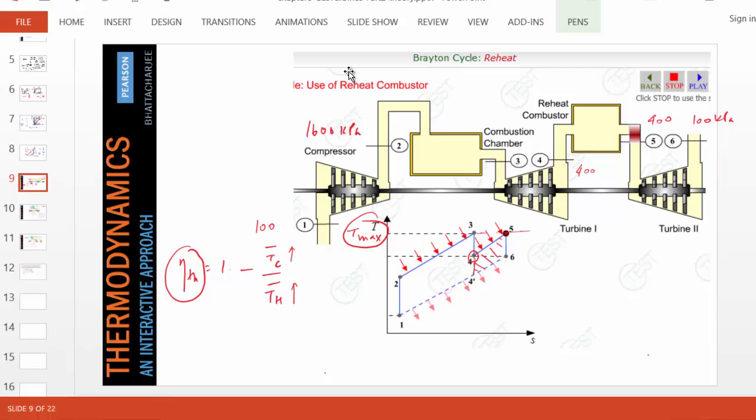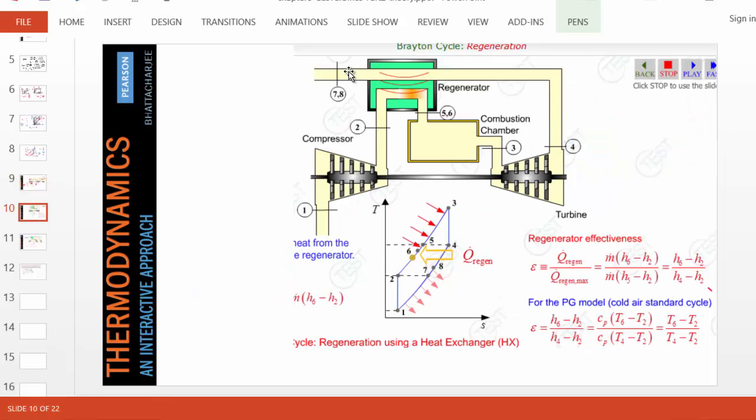Another important modification to gas turbine is regeneration. This is a screenshot from the animation module. And let's explain what's going on here. Regeneration means taking heat from one part of the cycle and putting it into another without affecting the external heat addition or external heat rejection process.